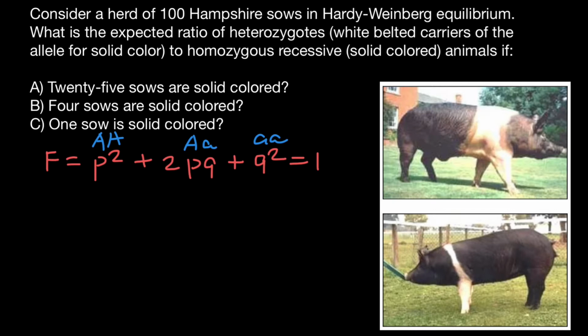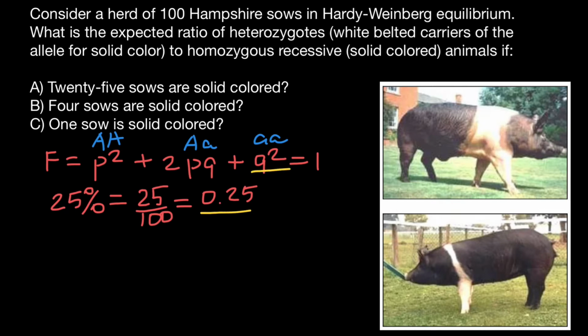Now let's return to the problem. We are told that homozygous recessive is solid-colored animals. And question A: what would be the frequency of the heterozygous genotype if we know that 25 sows are solid colored? That means they belong to this genotype. So 25 out of 100 is 25%, which equals 0.25. This means that 0.25 is the frequency of this phenotype, which is homozygous recessive, the genotype small a, small a.